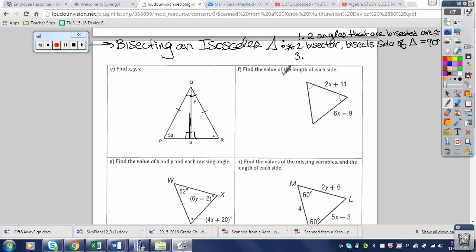The last piece is that the side that is also affected by the bisector is also congruent. PS would be congruent to SR. So my third piece of information is the side bisected is congruent. Okay?